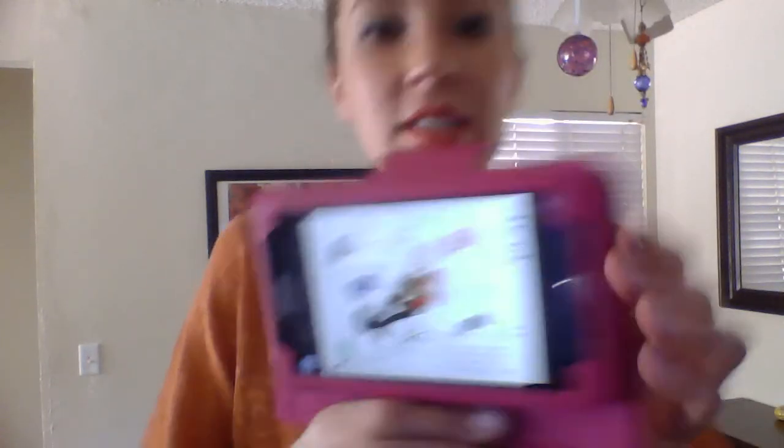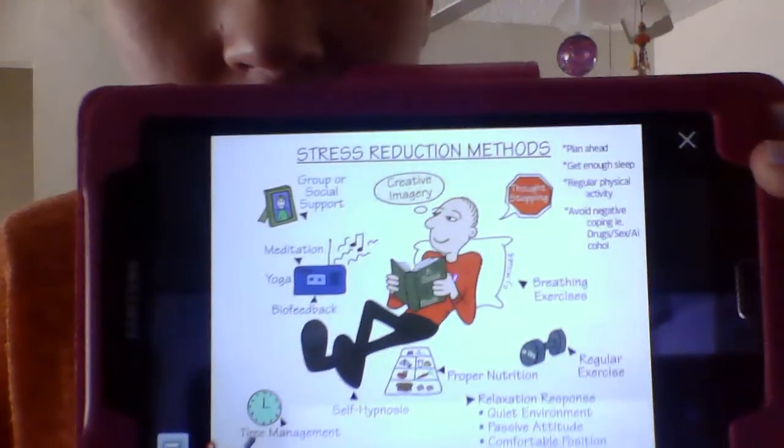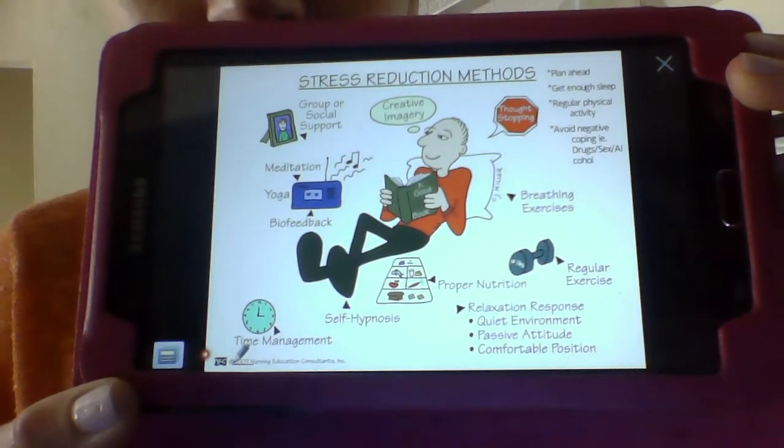And now maybe I need to drink again, or I need to what? So instead of doing those harmful kinds of things to our body, we want to think of what are some positive ways that we can help handle our stress. I have this picture here. It has a lot of different examples, and I'm just going to talk about a few of them quickly. Group or social support.